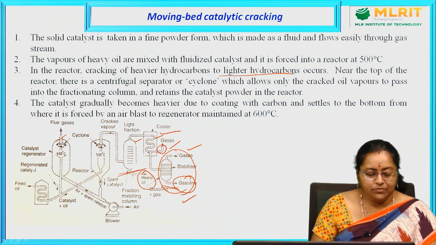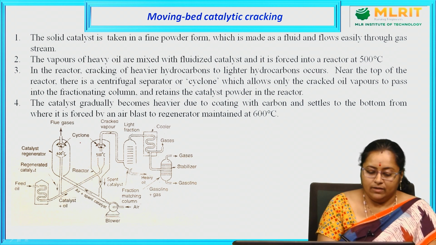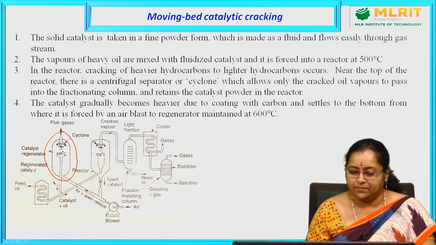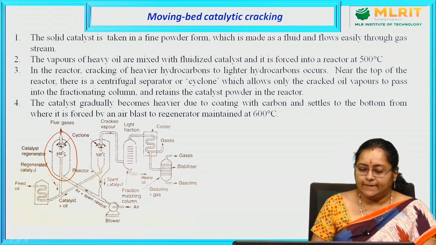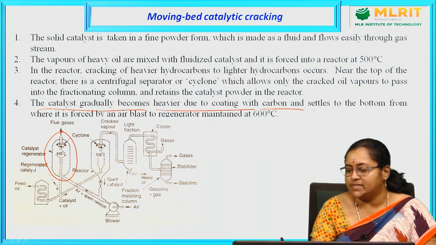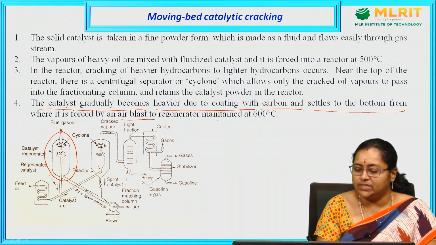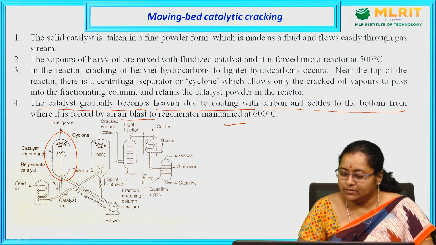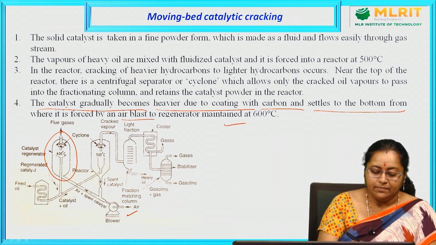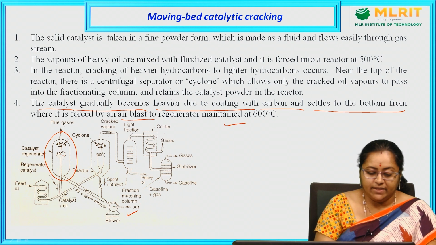Okay. Here, if you notice this entire figure, there is one more chamber, as I told you, fixed with the cyclone separator, that is the catalyst regenerator. See here, the catalyst gradually becomes heavier due to coating with carbon and settles at the bottom of the chamber, where it is forced by an air blast to regenerate the catalyst by maintaining a temperature of 600 degrees centigrade. So in this chamber, we are maintaining the temperature of 600 degrees centigrade.